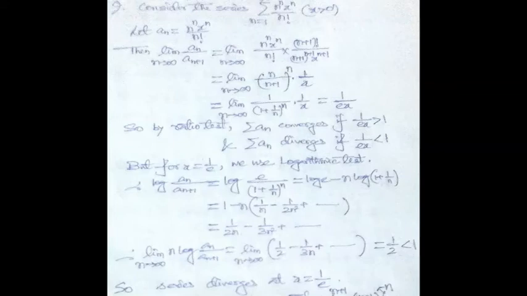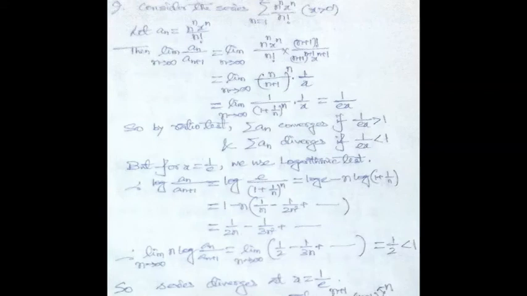Therefore, by the ratio test, we can say that the given series converges if the limit 1 by ex is greater than 1 and diverges if the computed limit 1 by ex is less than 1. But what will happen if 1 by ex is strictly 1, that is x equals 1 by e? For the case x equals 1 by e, we have to use the logarithmic test.